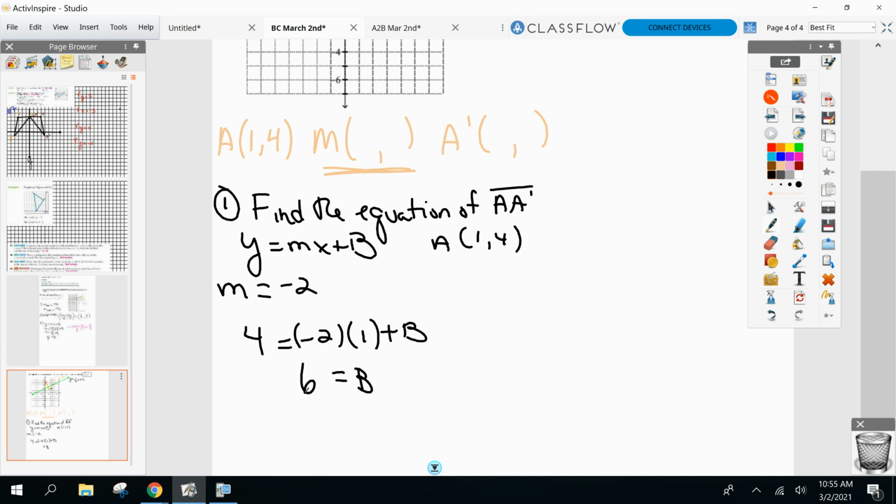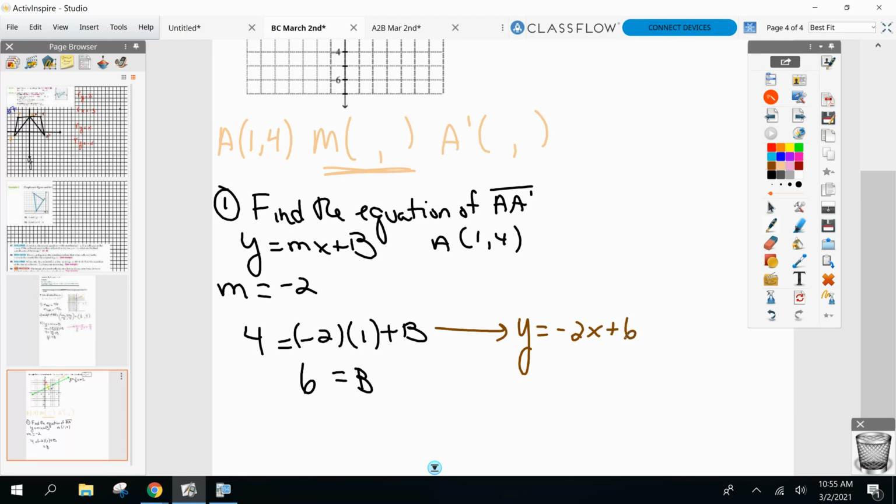Okay, so yes, you can do that, Hannah. That's fine as long as it lands on a whole number. Great thinking. All right, so we know AA prime, the equation is going to be y equals -2x plus 6.